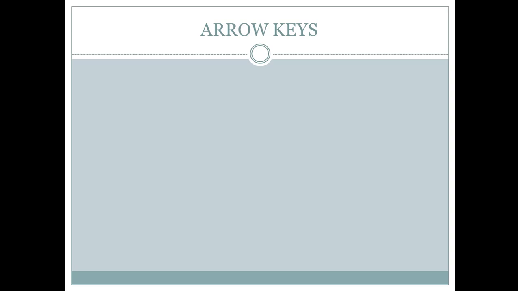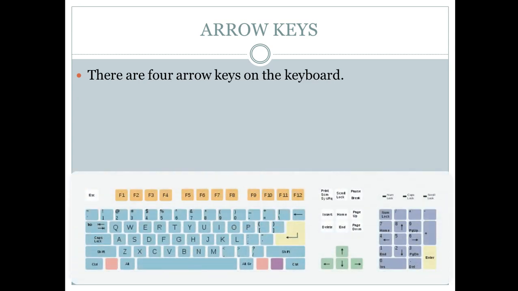So in this video we will discuss, first of all, arrow keys. There are 4 arrow keys on the keyboard. Using these arrow keys we can move the cursor on the screen. This is the up arrow key, and it is present here on the keyboard. And the second one is the down arrow key. This is the down arrow key.